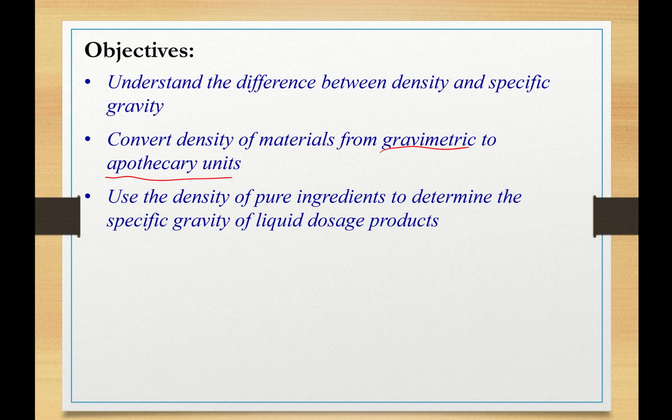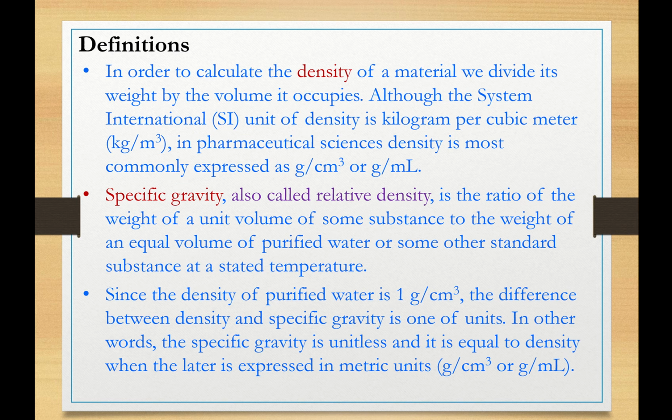And also the determination or the calculation of density of liquid pharmaceutical mixtures from pure ingredients could also pose a challenge at the very beginning. Let's start with our definitions as usual. The density of a material is defined as the weight divided by the volume it occupies. The System International unit of density is kilograms per cubic meter.